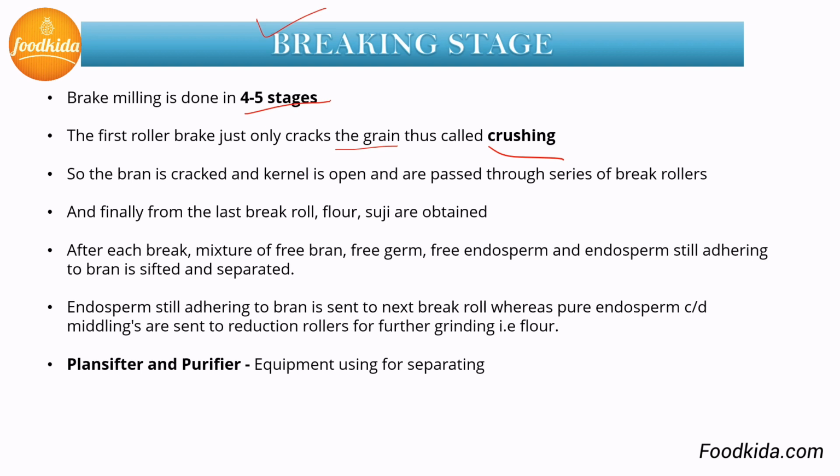And from the series of last break rollers, flour, suji, rava or semolina products will be obtained. So finally, after the end of the 4 to 5 sets of break rollers, we are obtaining the suji, flour or semolina. And after each set of rollers, we are sieving the products on the basis of size.